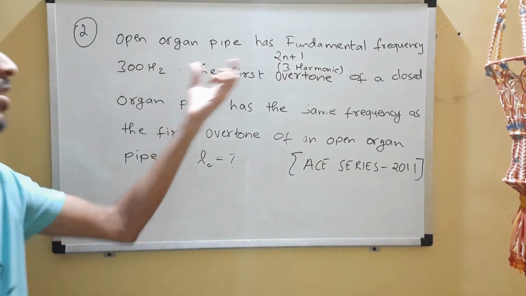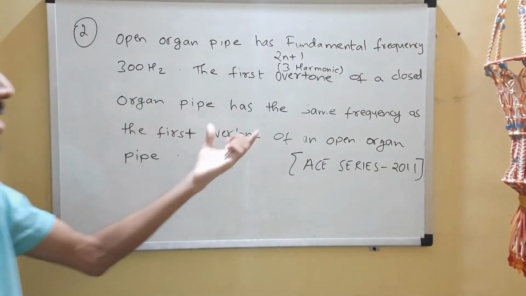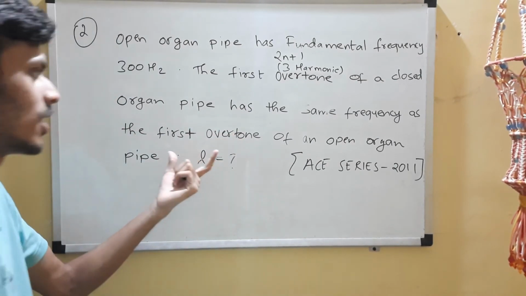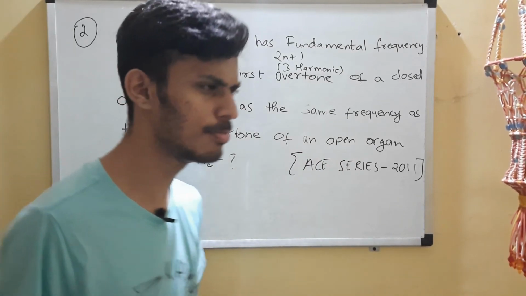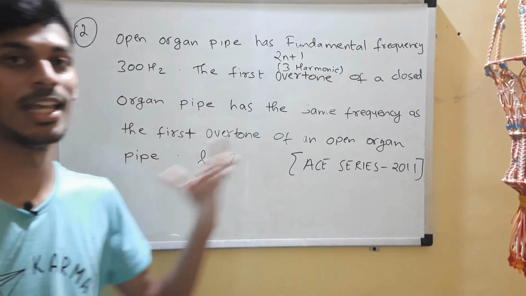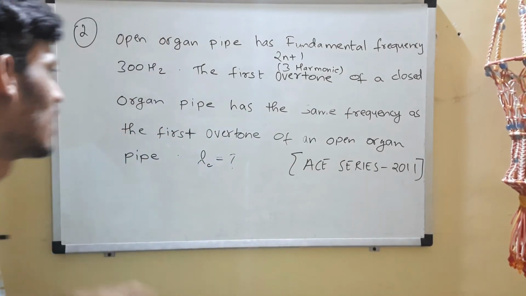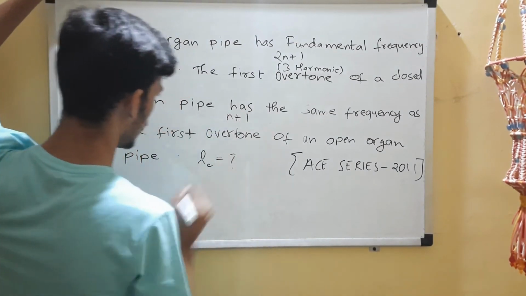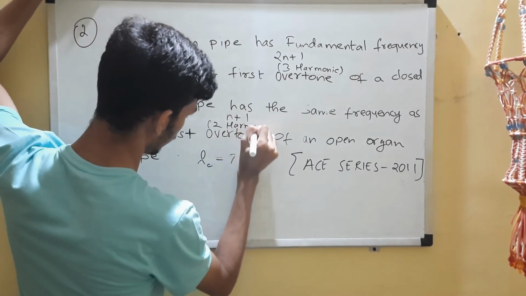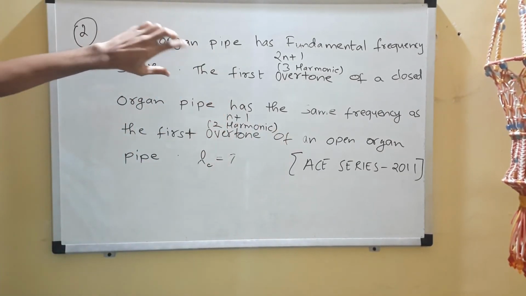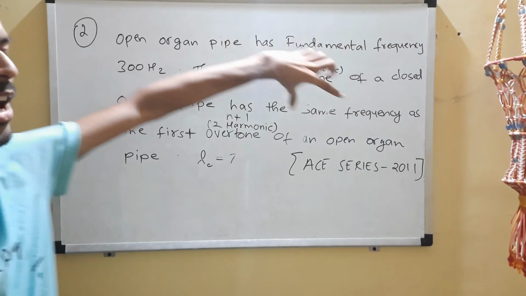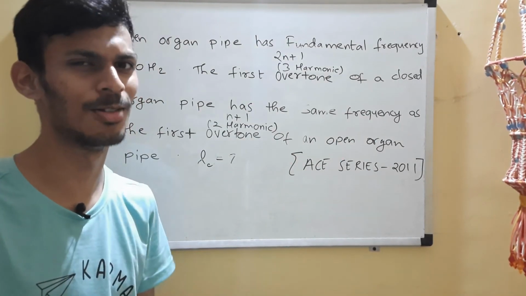So again we can read the question. The third harmonic of a closed organ pipe has the same frequency as the first overtone of an open organ pipe. Now let's convert this to harmonics. So for an open organ pipe, we know that it's just n plus 1. So nth overtone means n plus 1 harmonic, because all the harmonics are present. So first overtone means second harmonic. So again you can read the question. The third harmonic of a closed organ pipe has the same frequency as the second harmonic of an open organ pipe. Now this is so simple.